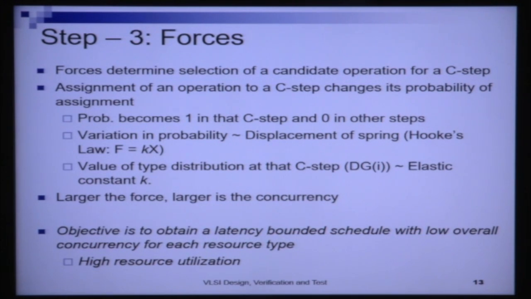Here, the variation in the probability of assignment has been equated to the displacement of the spring. The value of the distribution graph at that C step, that is the DG value, has been equated to be analogous to the elastic constant K. Now, larger the force, larger is the concurrency.